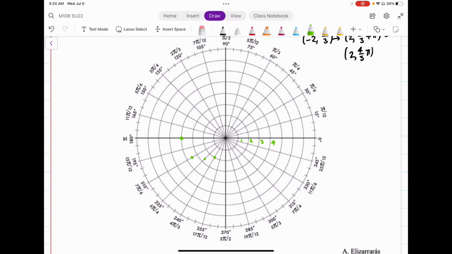And then at pi over 2, our r value was 0. At 2 pi over 3, our r value was 2. So I go to 2 pi over 3, and at the second circle, I make a dot. At 3 pi over 4, our r value is 2.8. So at 3 pi over 4, I make a dot at almost 3. At 5 pi over 6, our r value is 3.5.